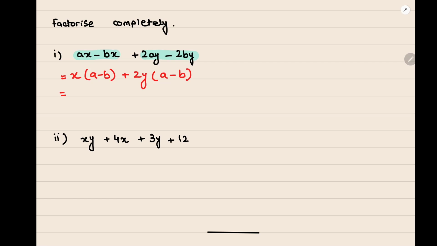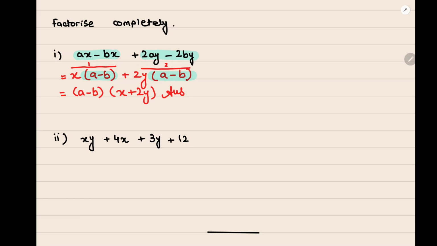Now, whenever you are factorizing by grouping method, always remember that whatever you're having in the brackets must be same. Like in the first step, I'm having A negative B in my bracket, and here also A negative B in my bracket. So the last step would be, I know that now I'm having two terms. This is my first term and this is my second term. So I can take common A negative B from the first and the second one. The inside would be X plus 2Y. So this would be my answer.